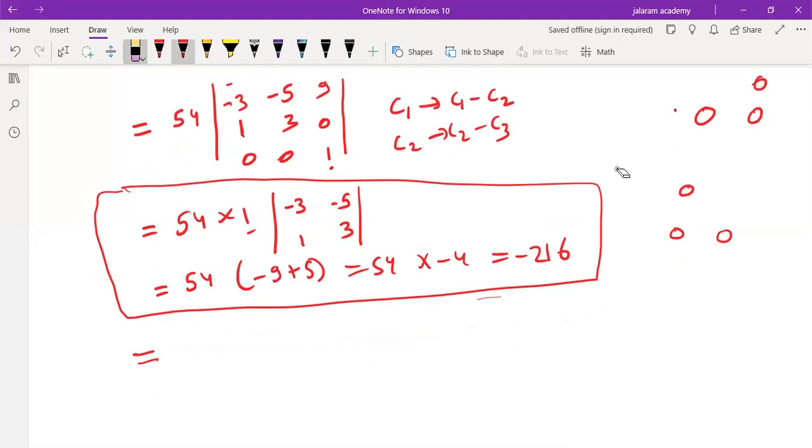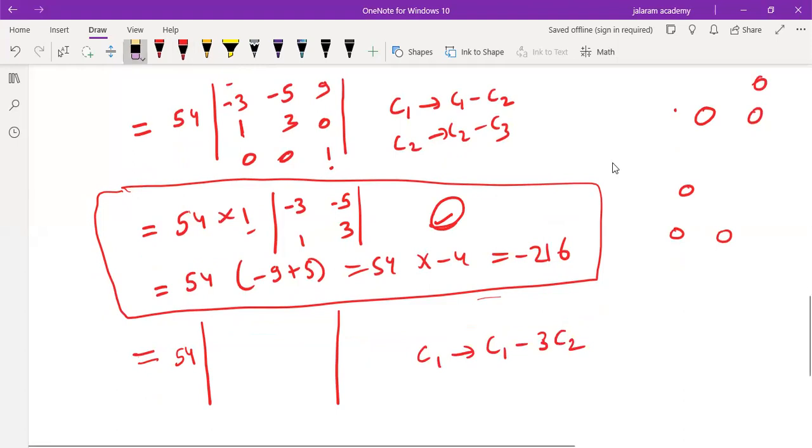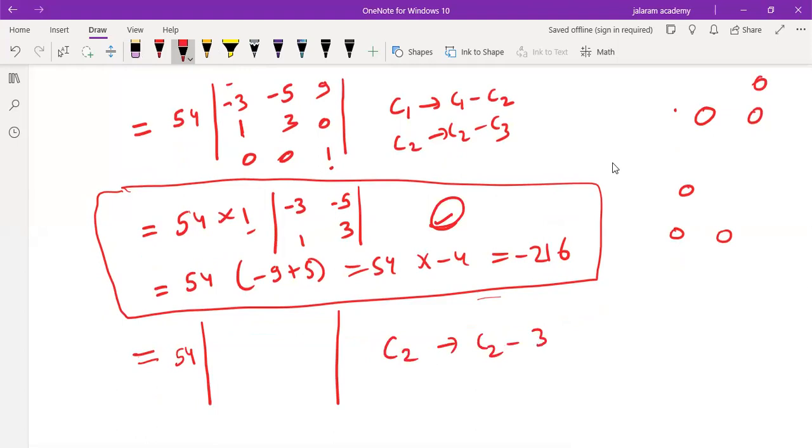As we have not expanded, we have used only the properties. In this we have expanded. And this must be the last choice when we are not able to bring 0 at all. So C2 is operated as, sorry, what we have discussed is C2 is operated as C2 minus 3C1.